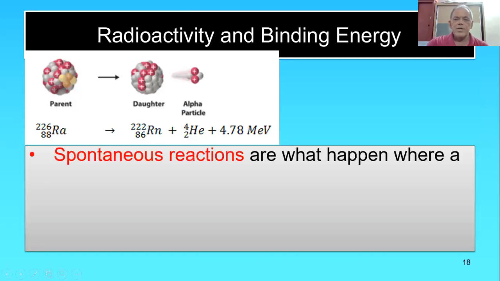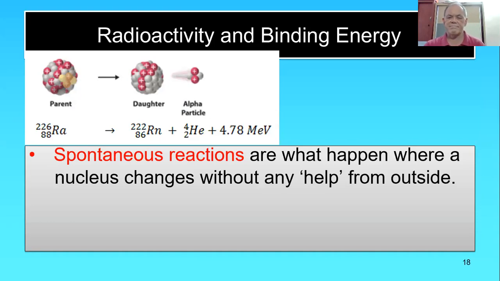Right? So, radioactivity and binding energy. Basically, radioactivity is a spontaneous reaction. That means it just happens. You don't need any help, it just depends on the environment.